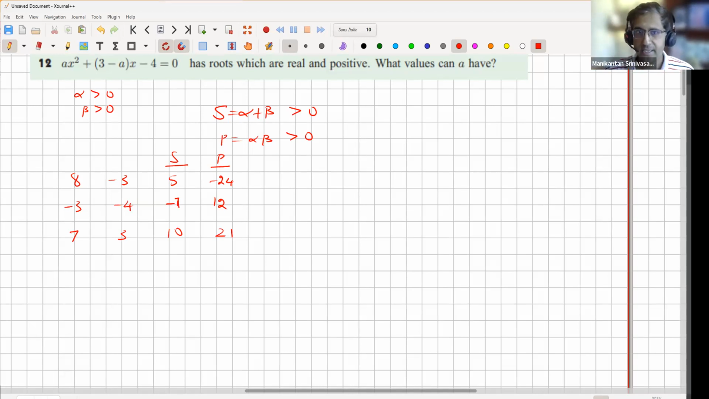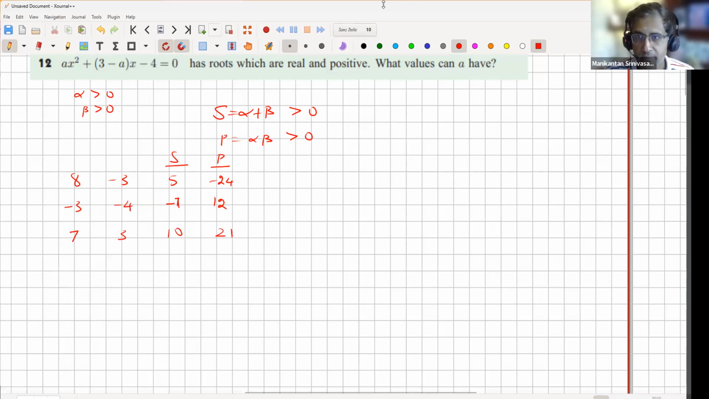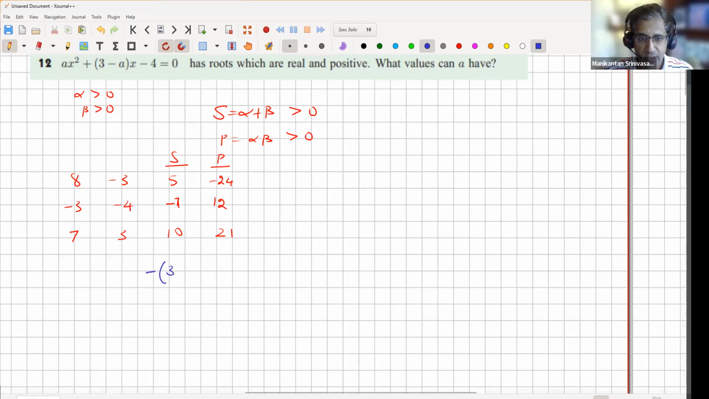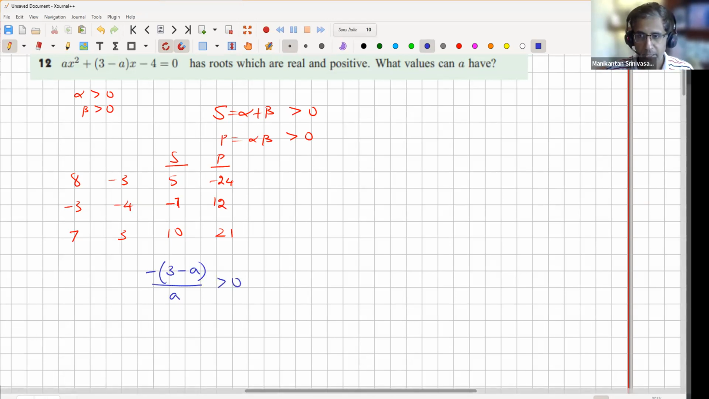So in other words, the condition is the sum must be positive and the product must be positive. Let's bring in both conditions here. The sum is minus b by a, so in this case, minus of 3 minus a, by a. That must be positive. We'll solve this separately. The product must be positive, which is c by a: minus 4 by a must be positive. So far so good. Let's solve these two conditions separately and then put it together. But so far, is it clear? Sarah, does it make sense why sum and product both have to be positive? Only then are the two roots positive.